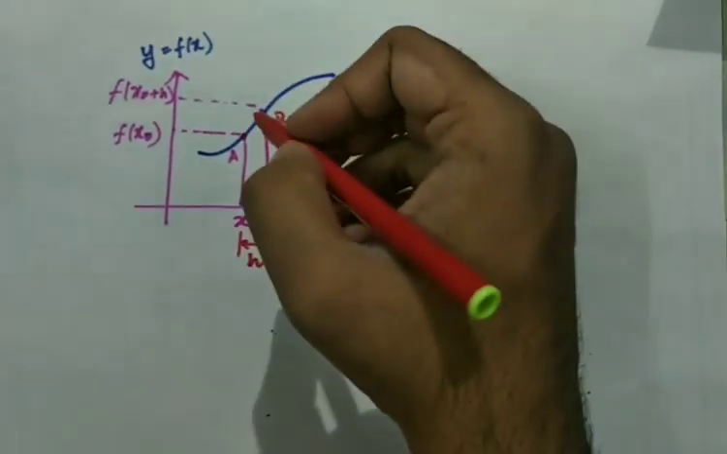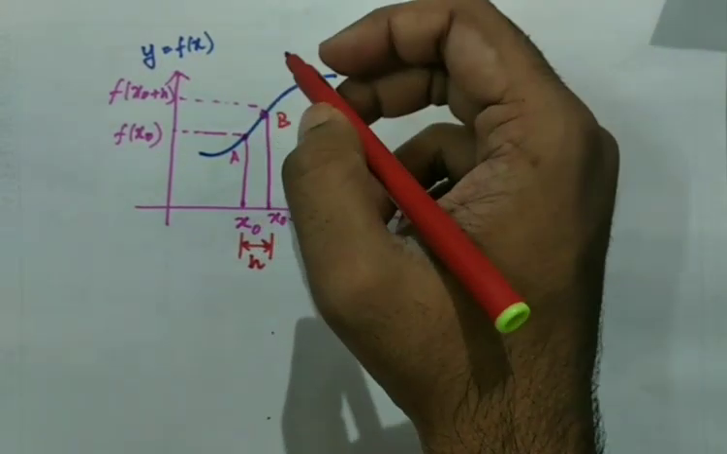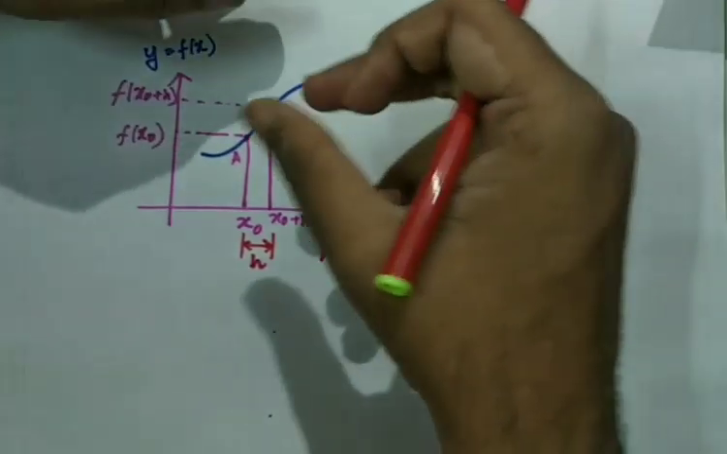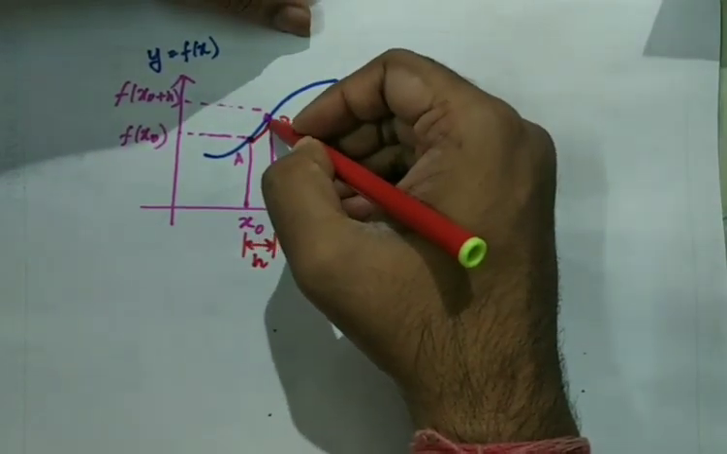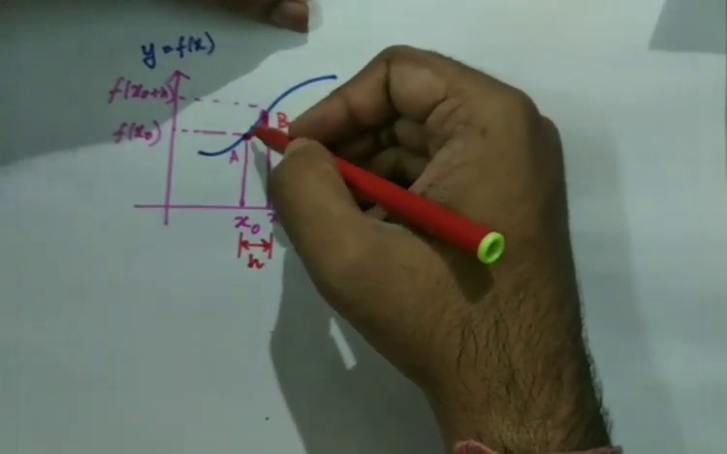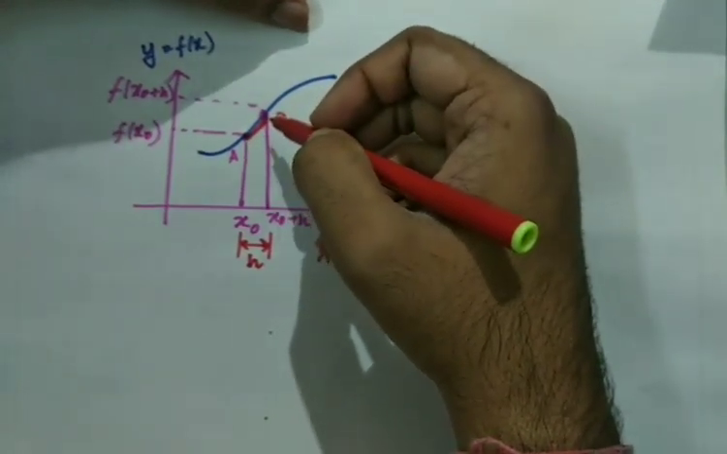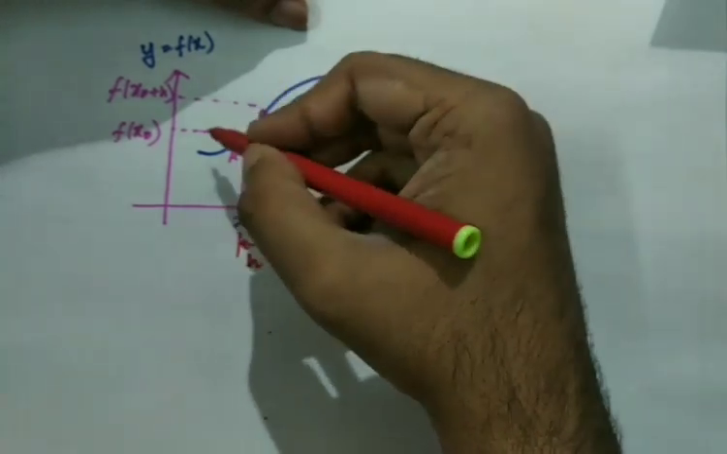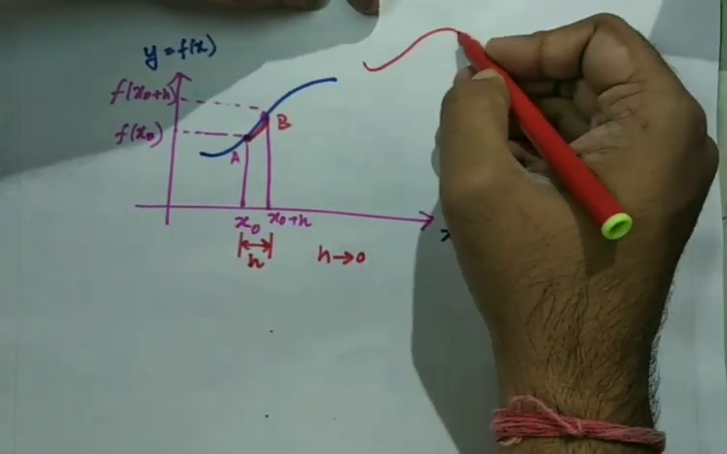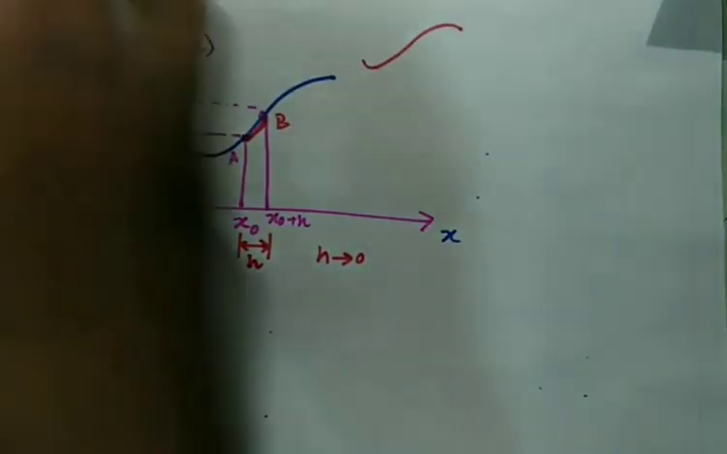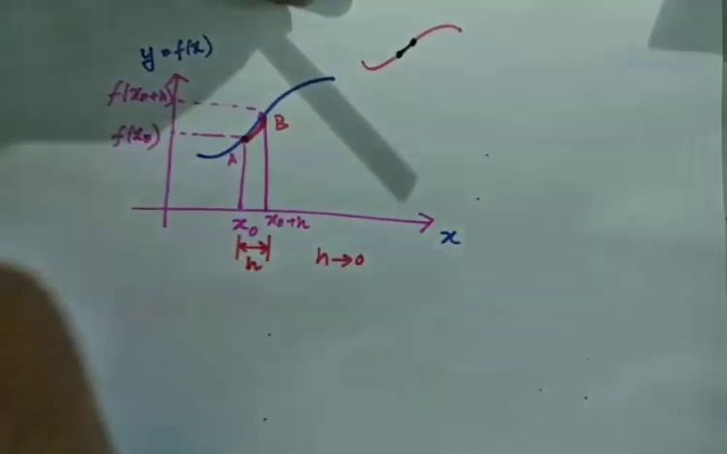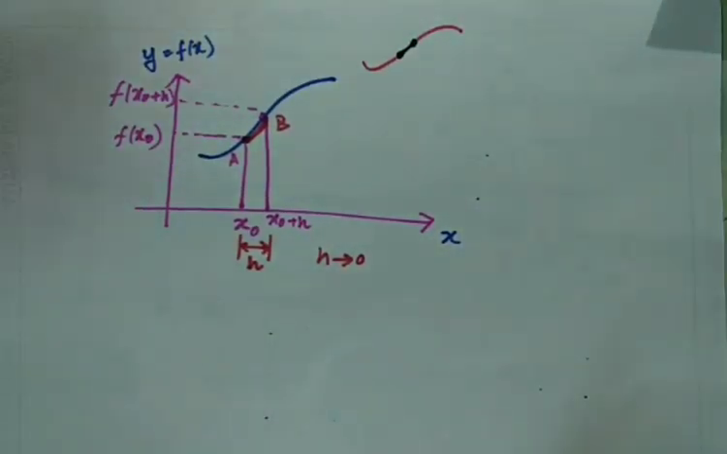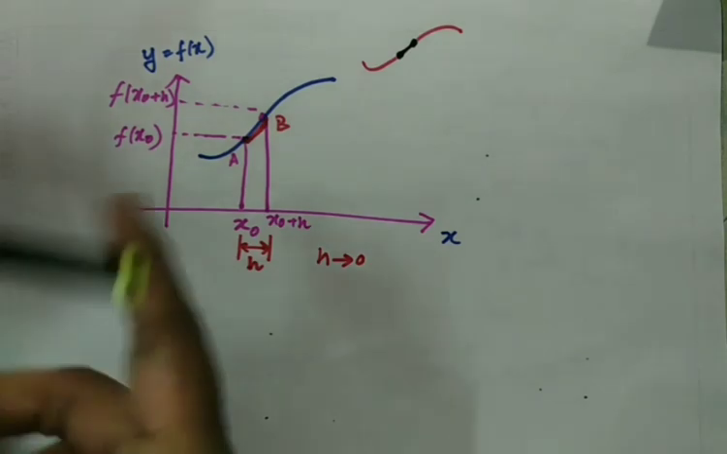And by making these 2 points very close to each other, we ensure that the straight line which we are drawing and this curve coincide. Because if we draw a curve and consider a very small portion of it, it appears to be a straight line. Exactly that concept we are using here.